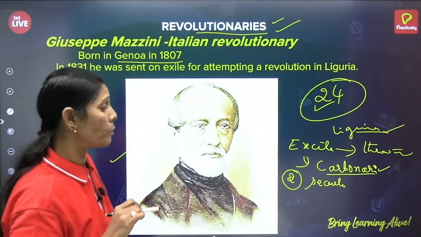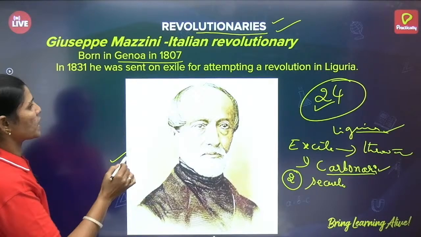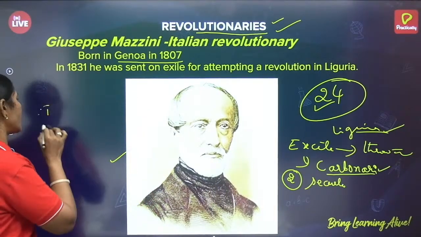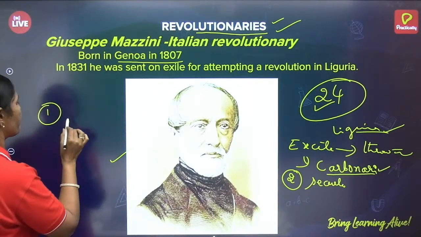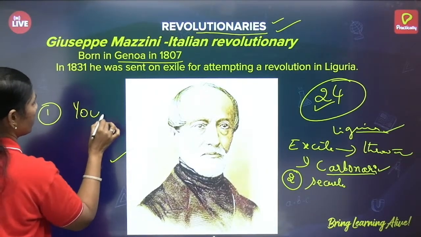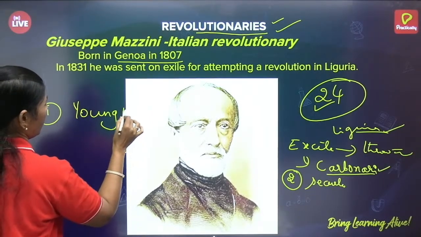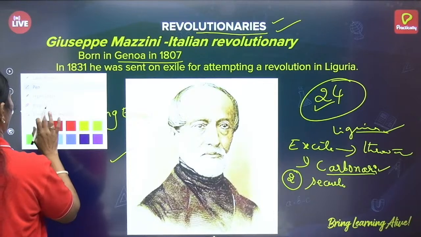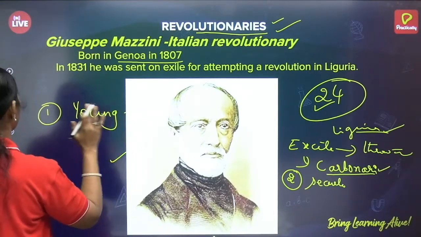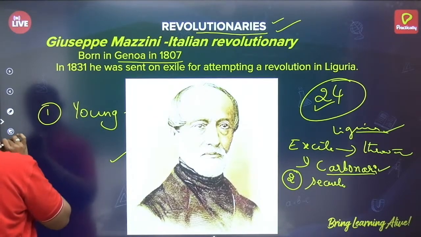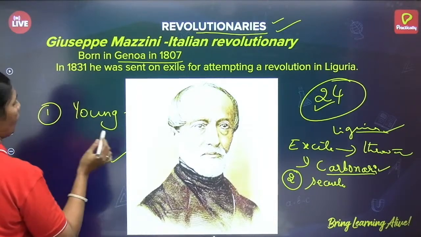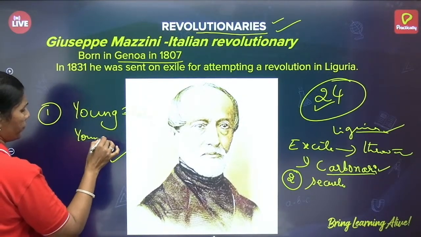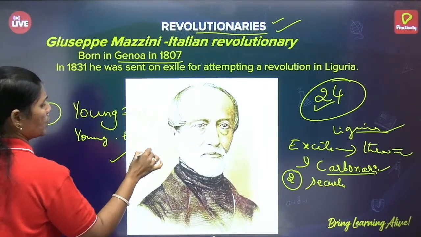If the question is what are the secret societies formed by Mazzini, you need to note that the secret societies are one, Young Italy, and the other, Young Europe. These are the two secret societies.